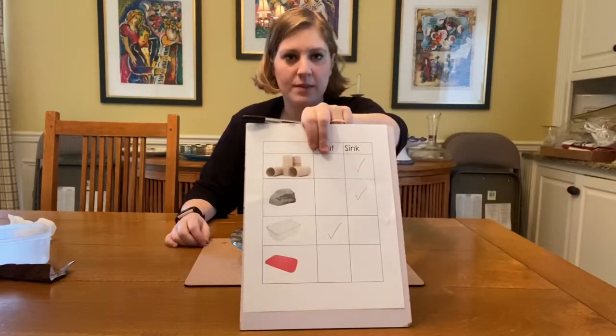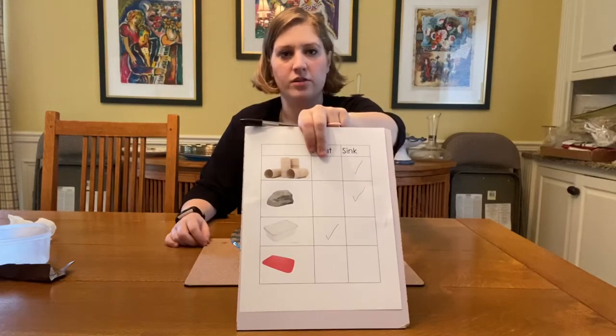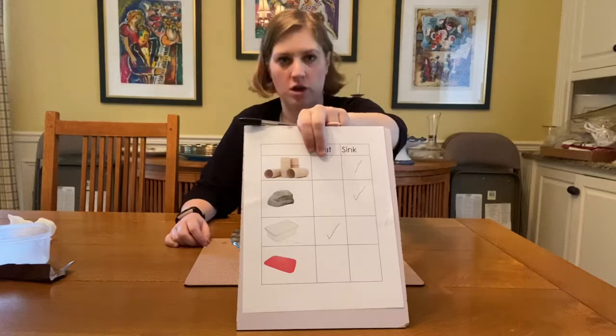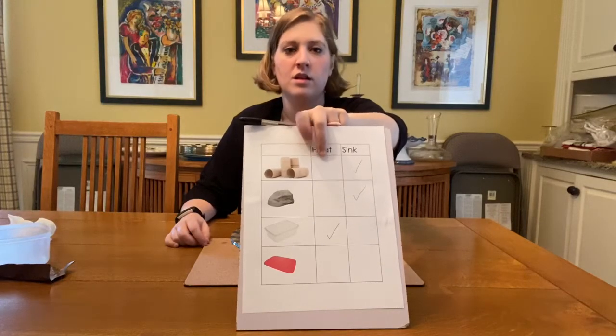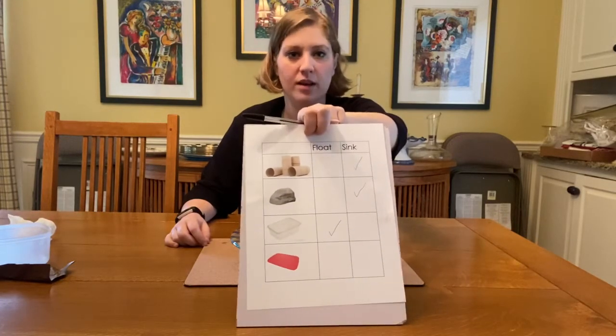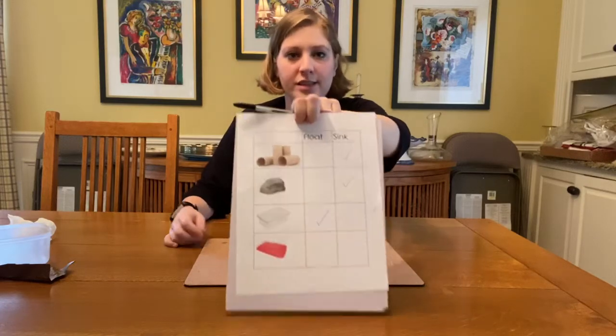Here's my experiment sheet. Should I put a check mark under sink or float? That's right. I need to put a check mark under float.